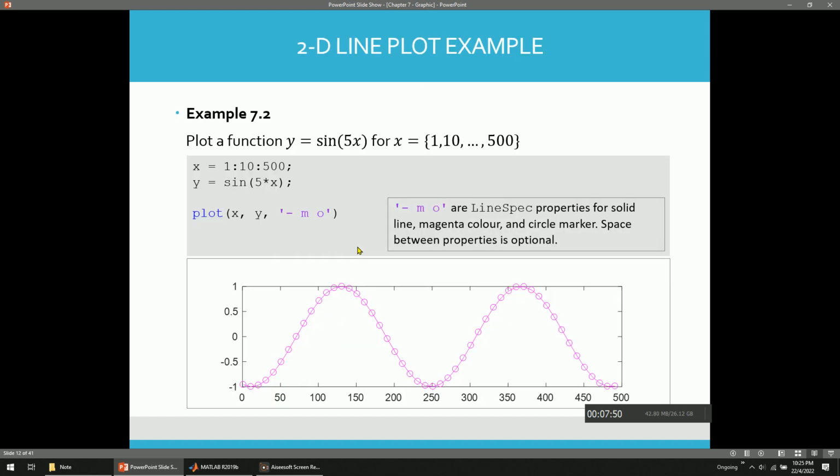So let us look here. You can see X starts from 1, with a step of 10 until 500. The step is 10 starting from 1. And Y is sine 5x. So you plot it, you put X, you put Y data here, and you open a bracket here. You want a continuous line, so you just put one dash and then M for magenta. And the marker is O.